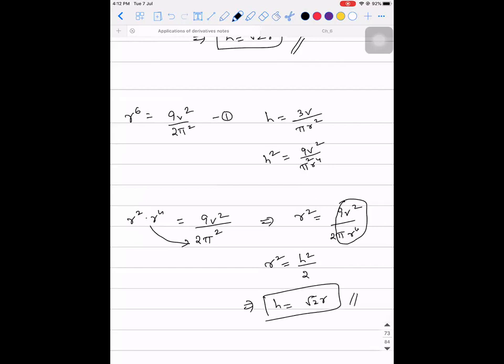Yeah, there is also another way. I think this is easier. The second method is easier. So you can take this one.